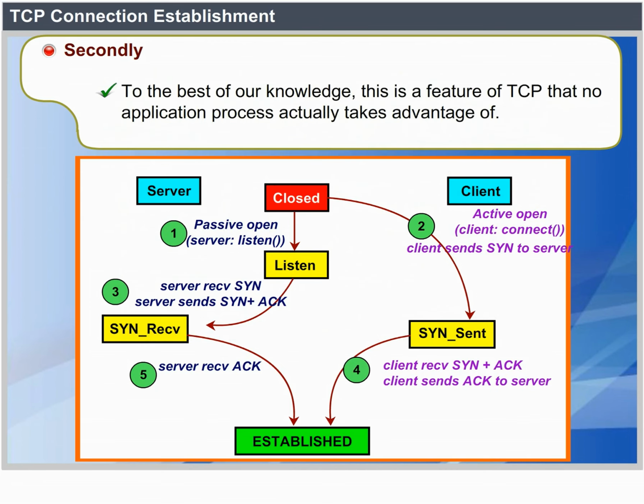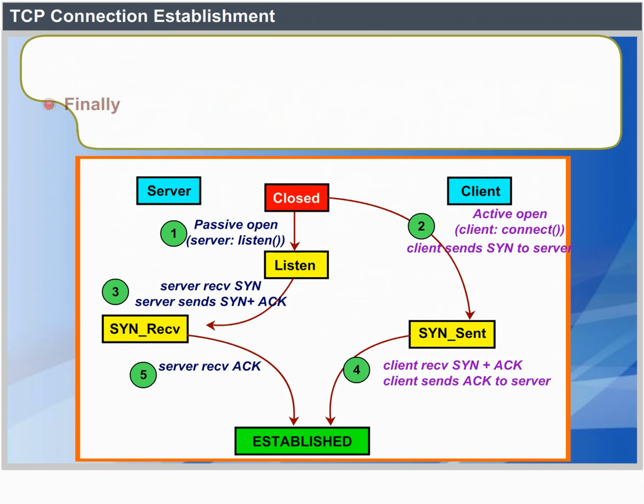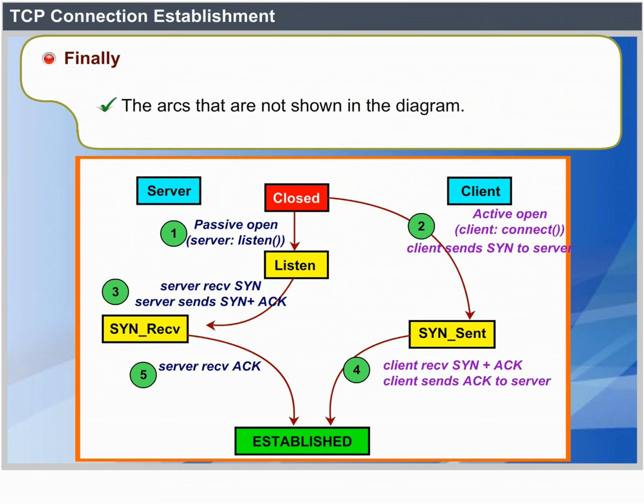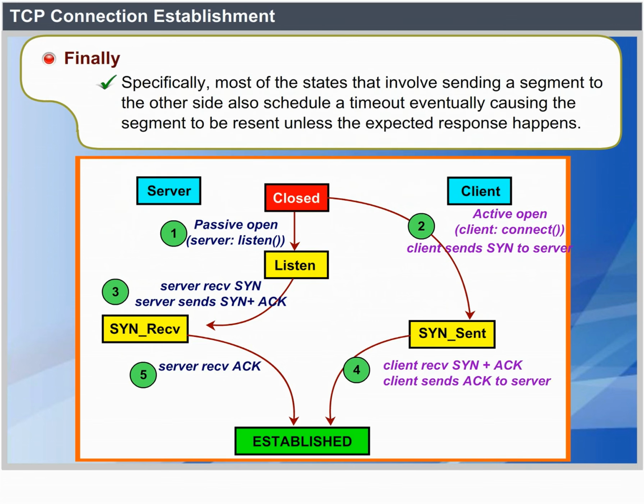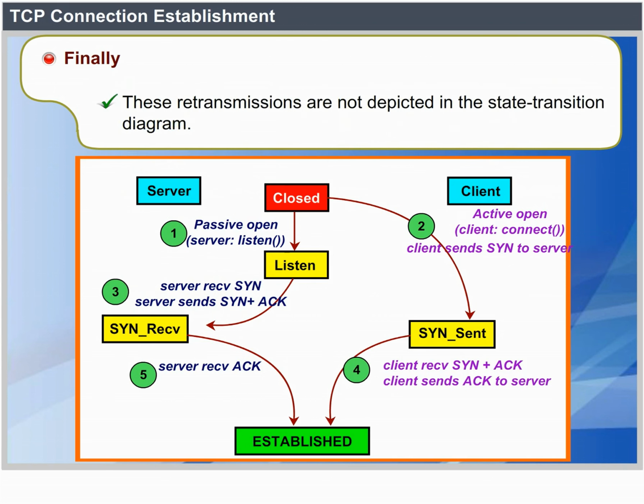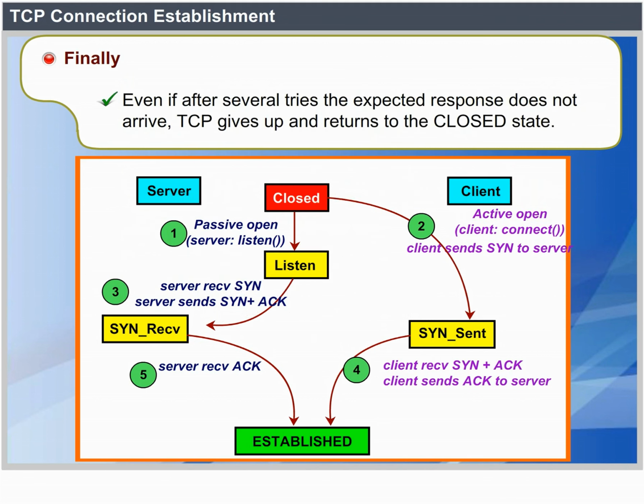Finally, the arcs that are not shown in the diagram. Specifically, most of the states that involve sending a segment to the other side also schedule a timeout that eventually causes the segment to be resent if the expected response does not happen. These retransmissions are not depicted in the state transition diagram. If after several tries the expected response does not arrive, TCP gives up and returns to the closed state.